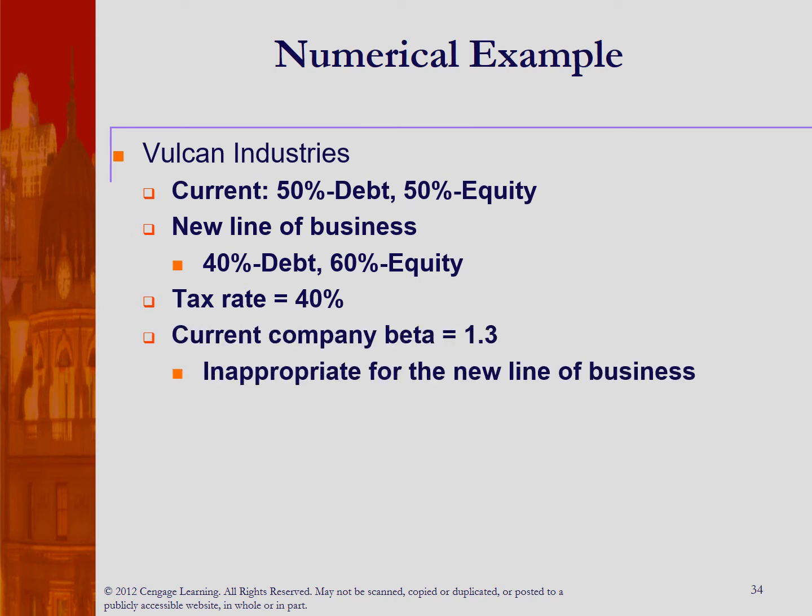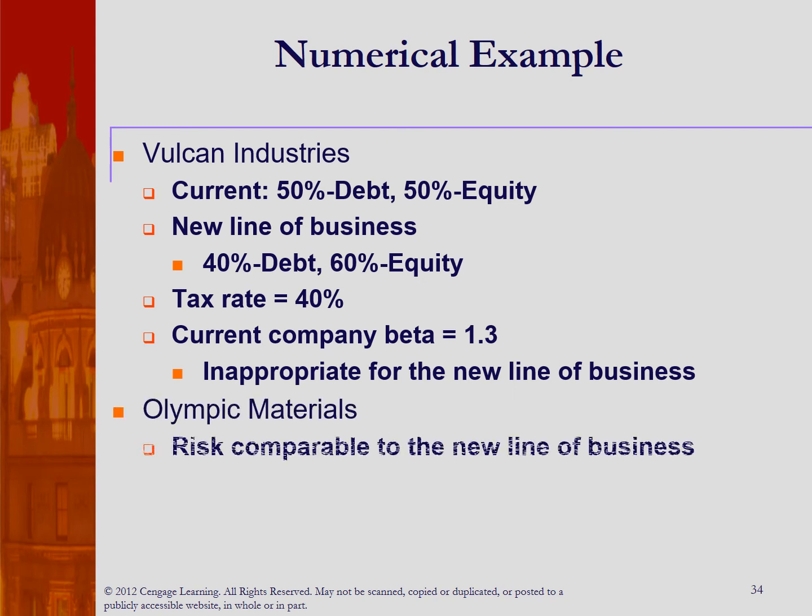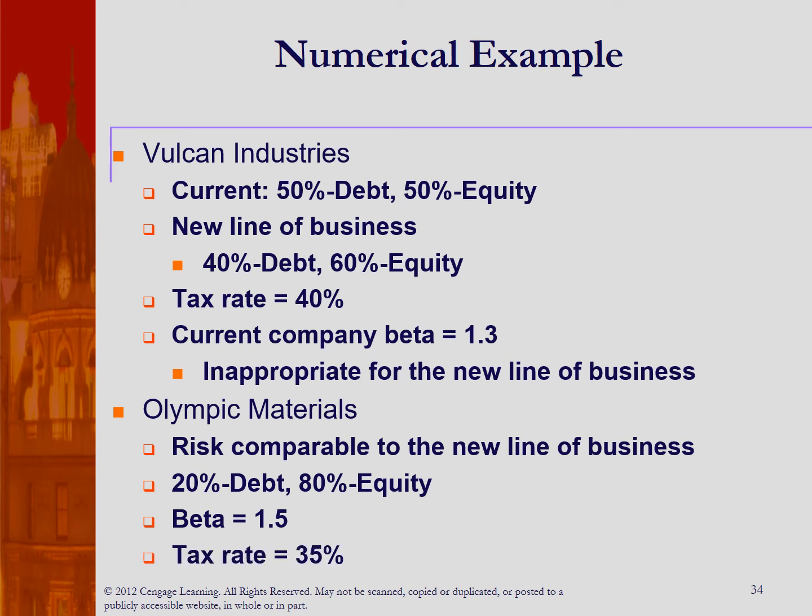Vulcan's company beta is 1.3, but its management team does not believe this beta is appropriate for the new line of business. Vulcan's management team decides to rely on the market information to estimate the appropriate project beta. They find that Olympic Materials has the risk comparable to the new line of business. Olympic's capital structure consists of 20% debt and 80% equity. Olympic's company beta is 1.5 and its marginal tax rate is 35%.